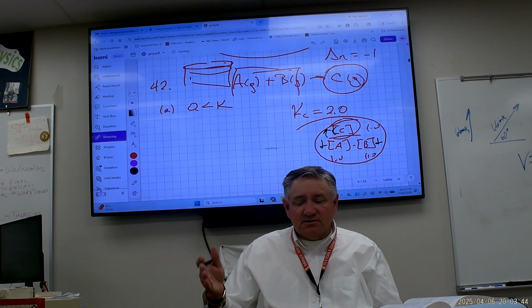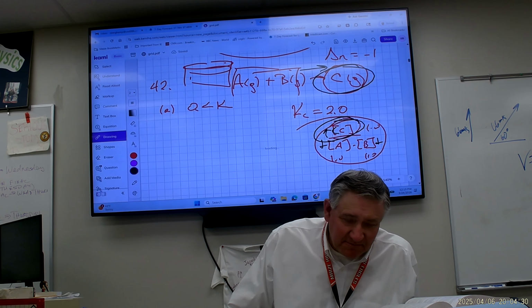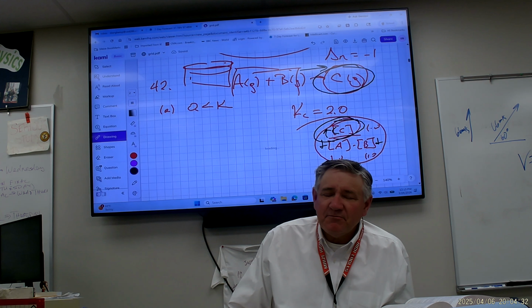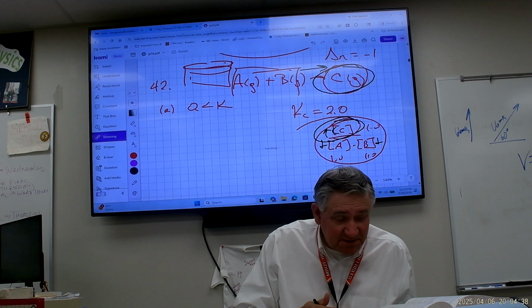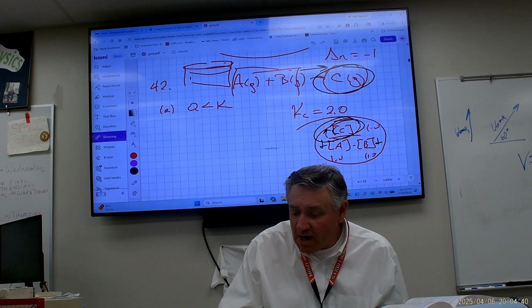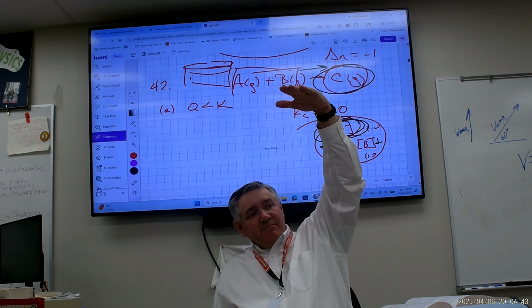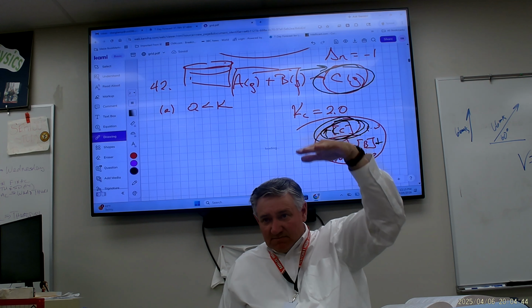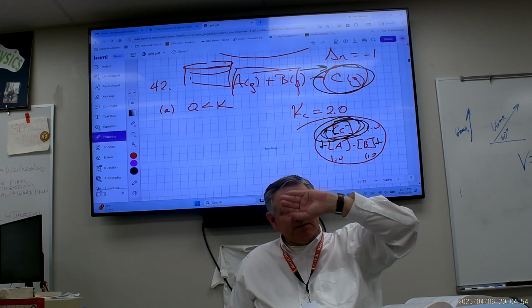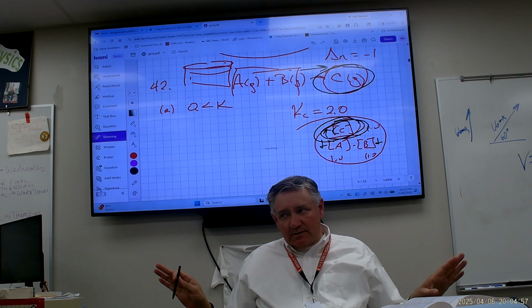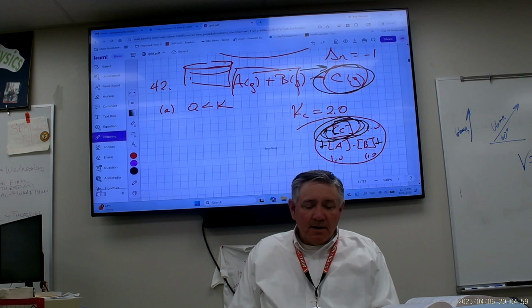Now, in contrast to this, you get to C. If you plug in the numbers on 42C, Q is going to equal 4, which is too big. Mother Nature's going, oh, this is not good either, man. We went too far. We've made too much product. So now, because Q is bigger than K, the only option you have is to make C smaller and make A and B get bigger. So you can say either it's going to shift to make more reactants, or you can say it shifts to the left. I don't care. Pick one.